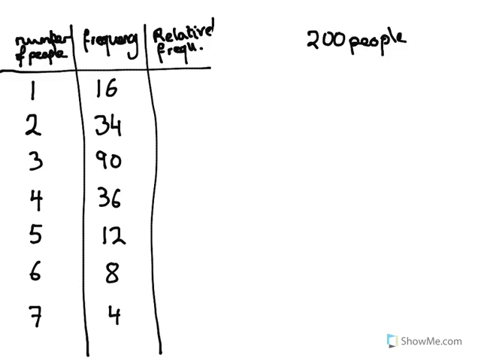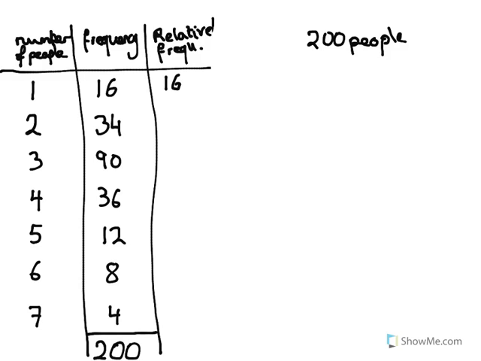So if we want to check that we've not made a silly mistake here and that they added up the numbers wrongly, we add up all of these frequencies, 16, 34, 90, 36, 12, 8 and 4, and we should get the number of people that we asked in our questionnaire, which is 200. The relative frequency, we actually define that as being the answer that we got. There was 16 people that had 1 person in their household.